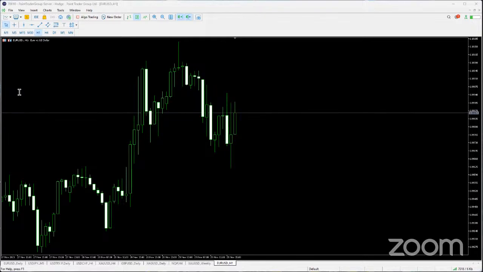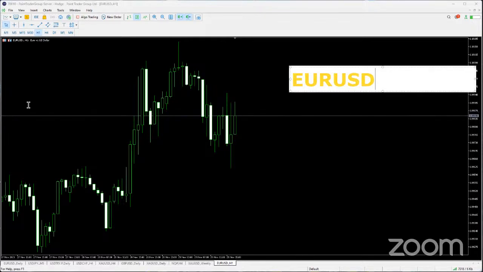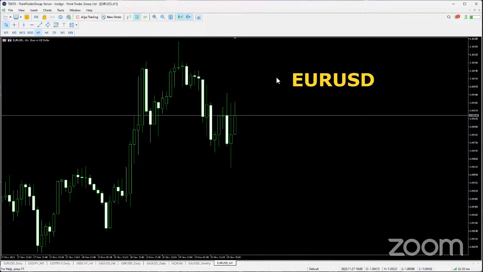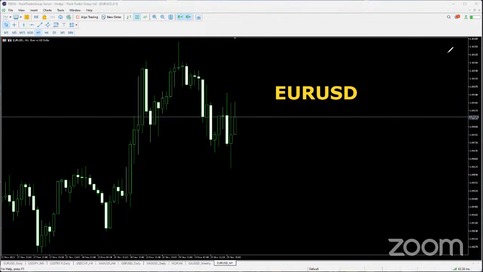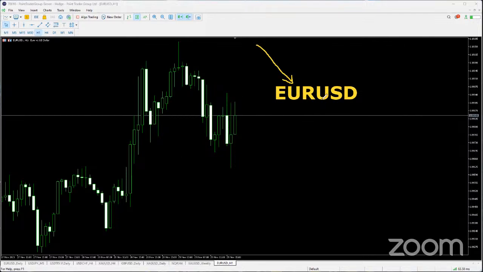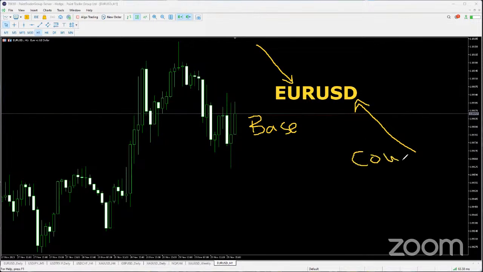So let's put it this way, Euro USD. As I told you, we have two opponents here, and this is war, and this is their ring. The first one here is Euro. It's called the base currency. The second one is called the counter or quote currency. So there's a fight between these two.